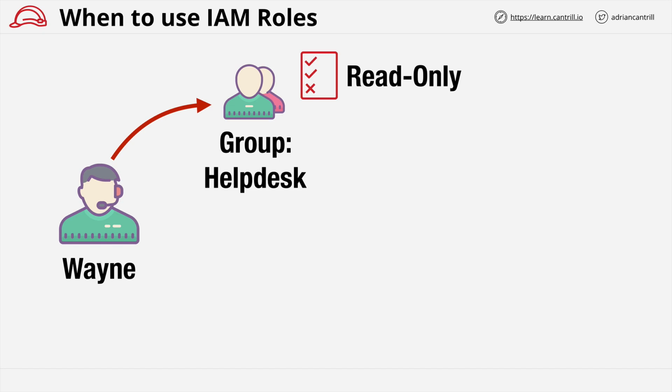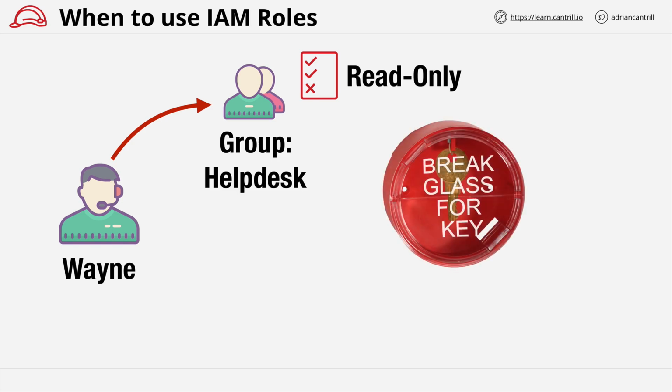So 99% of the time, Wayne and his team are happy with this read-only access, but there are situations when he needs more. And this is a break glass style situation, which is named after this. The idea of break glass in the physical world is that there is a key for something behind glass. It might be a key for a room that a certain team don't normally have access to. Maybe it's a safe or a filing cabinet.